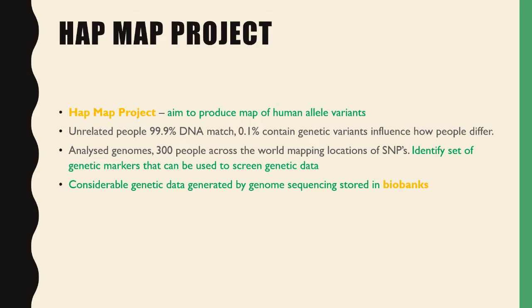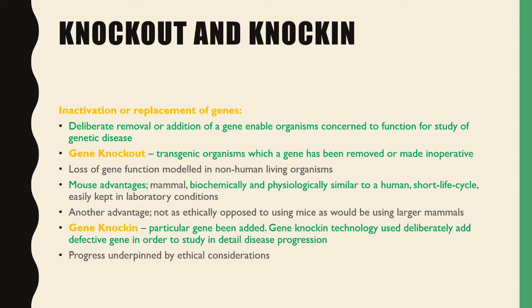The HapMap Project is a project that aims to produce a map of the human allele variants, because unrelated people, so me and you for example, if we're not related, have 99.9% of our DNA exactly the same. Only 0.1% contains a genetic variant that will influence how we differ as people. Analysing these genomes across 300 people across the world and mapping locations of SNPs will identify a set of genetic markers that can be used to screen genetic data. This considerable genetic data generated by genome sequencing is stored in biobanks.